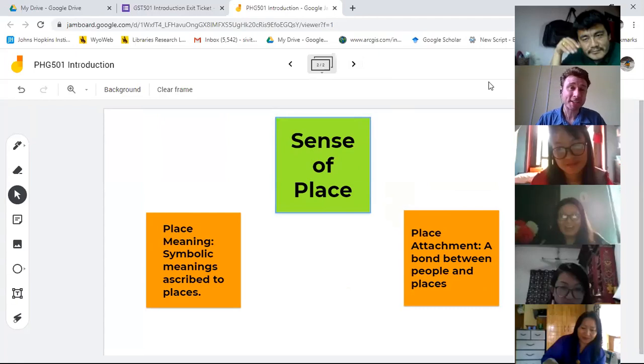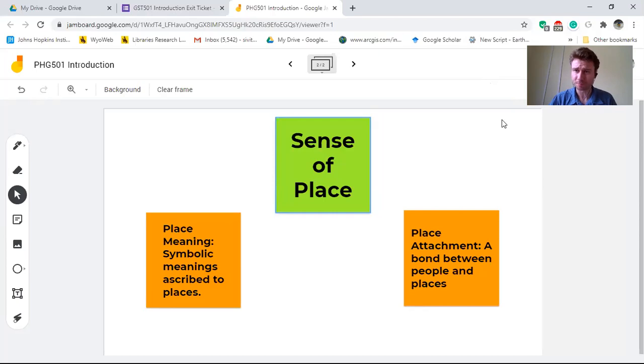Especially in geography and geography education, this is a really hot topic and something that's so important. So I'd ask you to write these things down. Sense of place is formed of two components. The first being place attachment, and that talks about a bond between people and the places where they are. It can come in all different experiences and uniqueness depending on who you are, right? Our relationship. So we have place attachment.